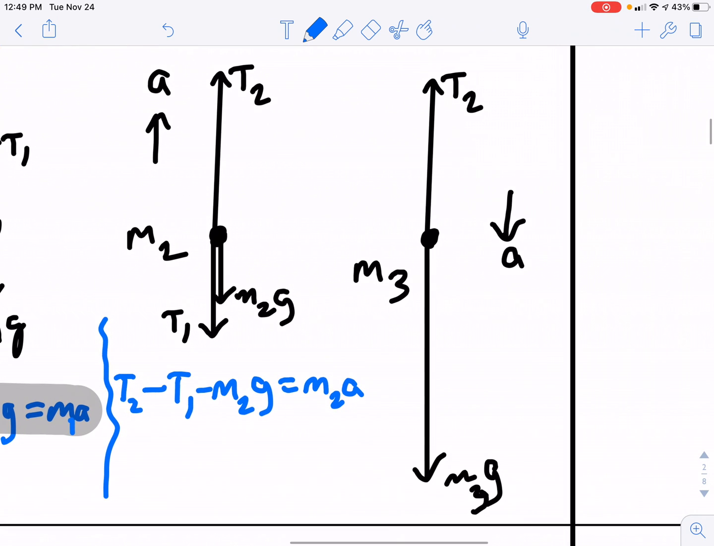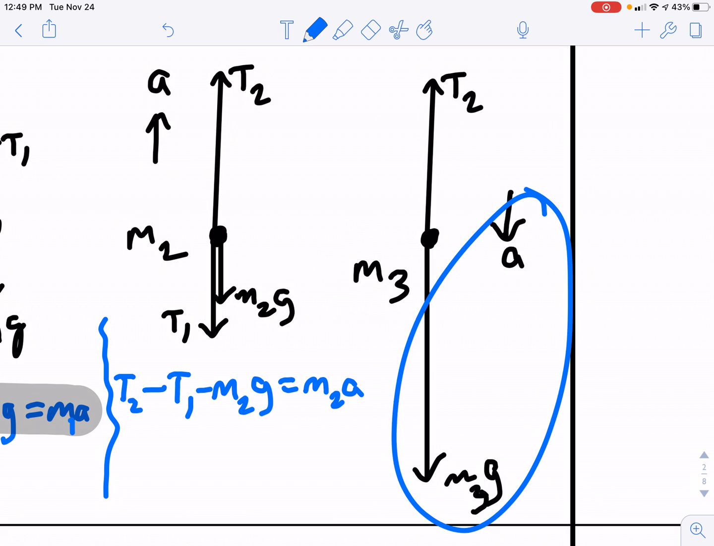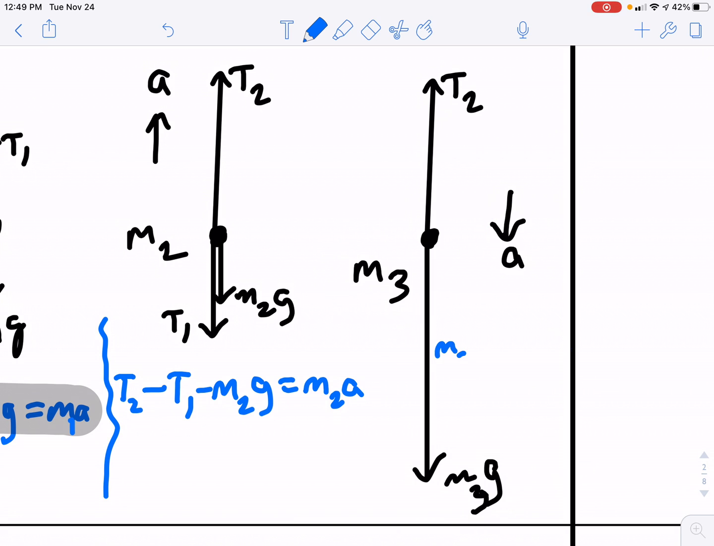The equation that would model the downward acceleration of M3 would be causing force, M3G, minus the opposing force of tension 2. Tension 2 opposes the direction of acceleration. So minus tension 2 equals M3A.